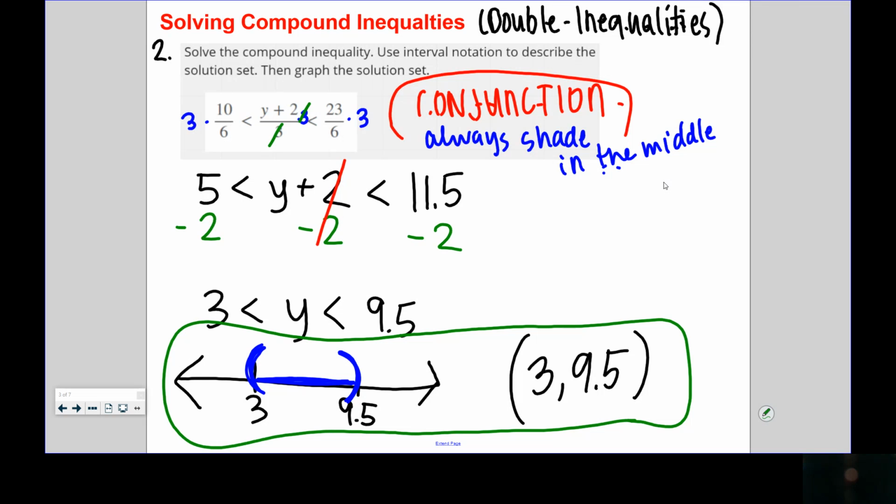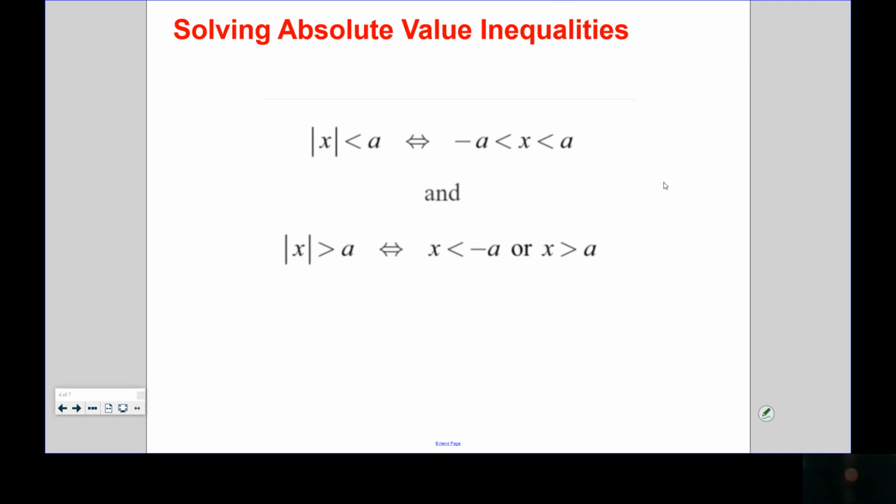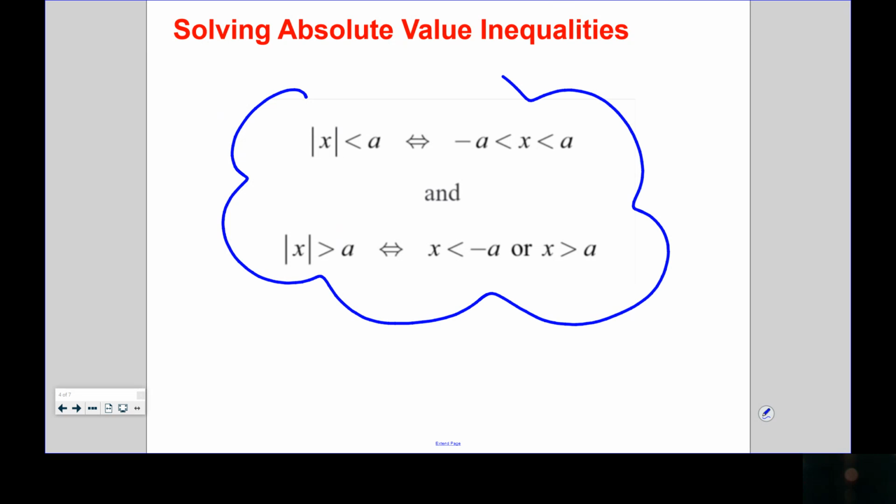All right. Now, the next thing I need to talk about is probably the most complicated topic of the day. This is solving absolute value inequalities. This is the rule. So make sure you write this down. So let me explain this formula really quick. The formula is separated into two different types. You have less than problems and greater than problems.